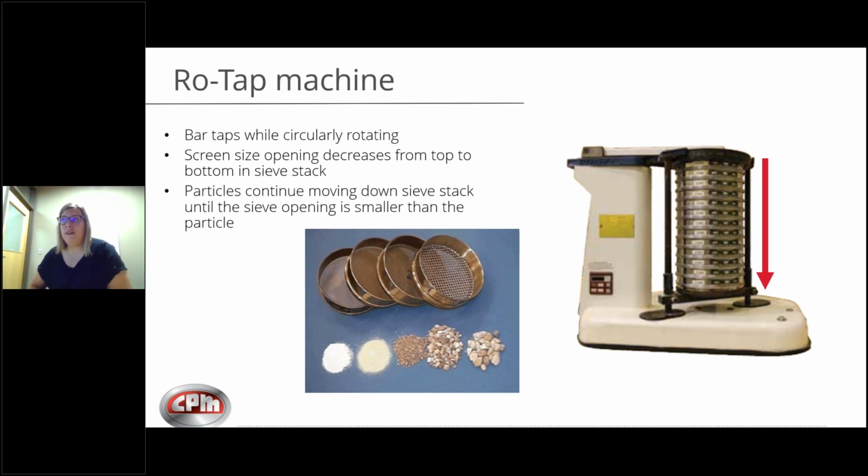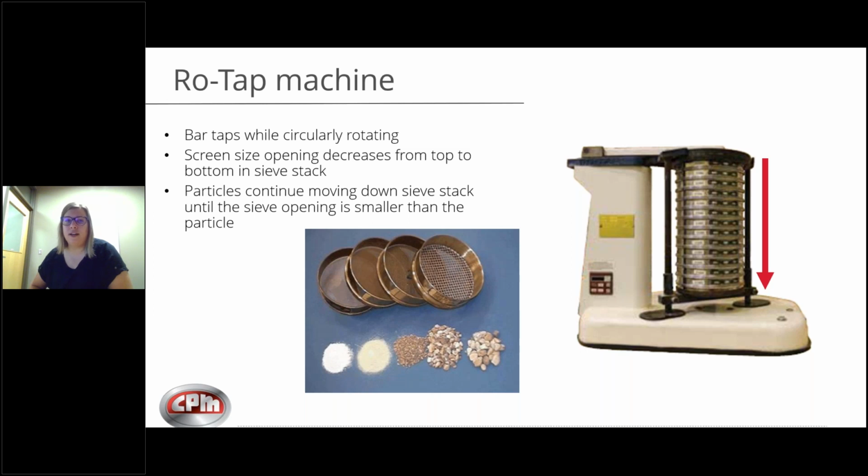So for the equipment that we use for particle size analysis, the shaker machine is a Rotap machine. And you can see the picture on the right side with the Rotap machine with a sieve stack placed inside of it. So the Rotap machine uses a bar on the top to tap it while the sieve stack itself rotates in a circular motion. And so that red arrow indicates the direction that those particles will move throughout the sieve stack.